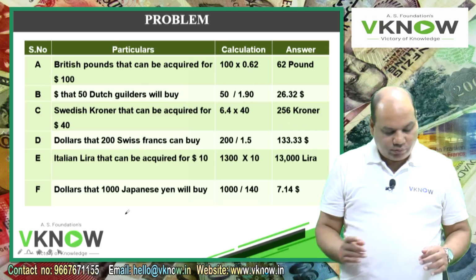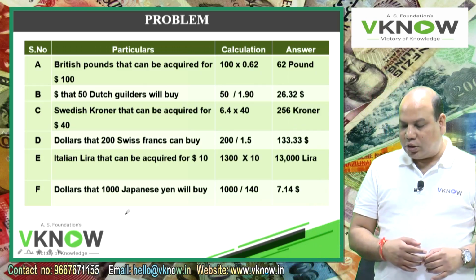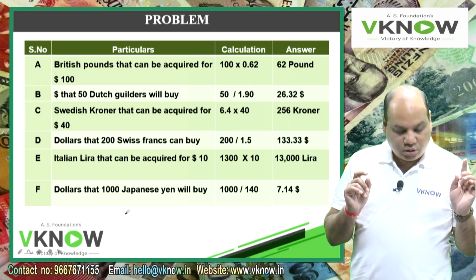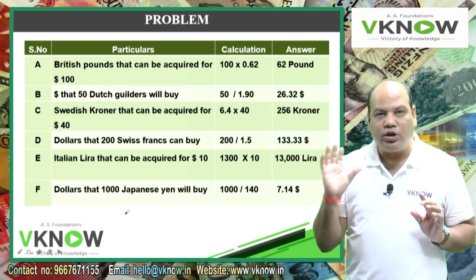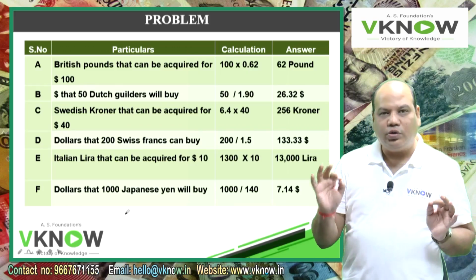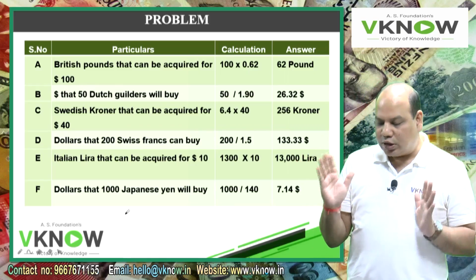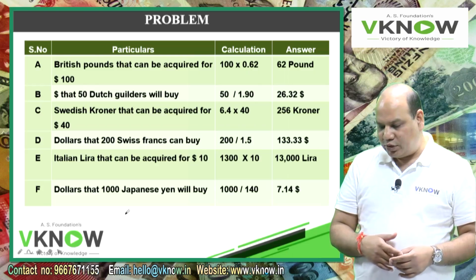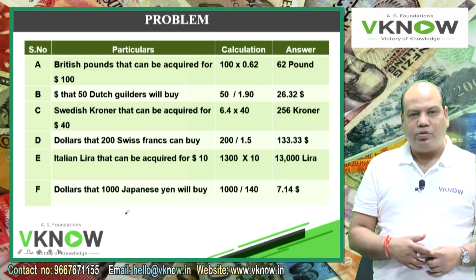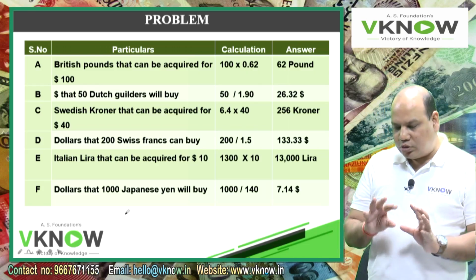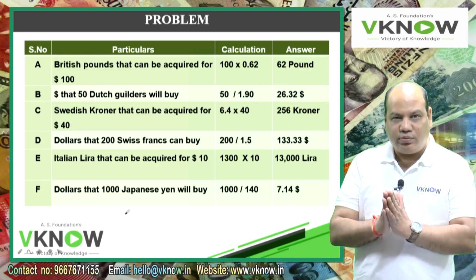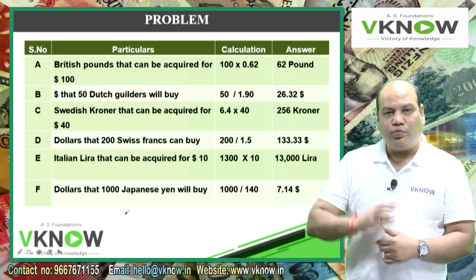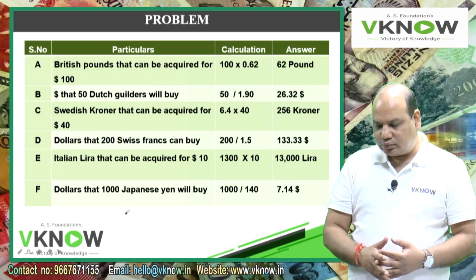And the last one, dollar that 1000 Japanese yen will buy. Just be alert. $1 is equal to 140 yen. So 1000 yen is equal to how many dollar? 1000 by 140, $7.14. Now this conversion exercise I have done because this is what this chapter is all about. You have to continuously do the conversion.